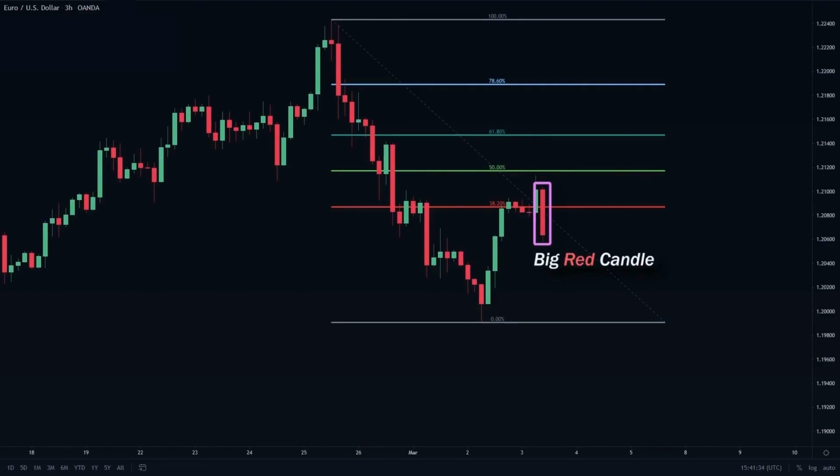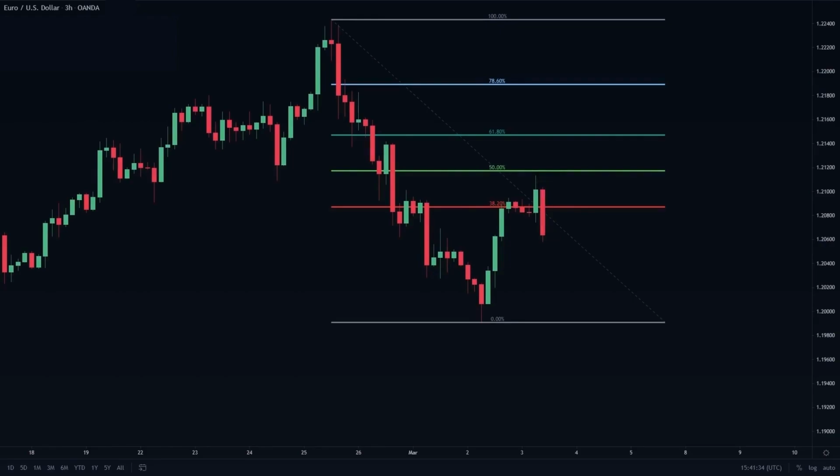So what this shows us is that at one point, buyers pushed the price upwards, as shown by this green candle breaking above the 38.2% level. But then sellers came in stronger and pushed the price back down, even as far as surpassing the previous candle's opening price, indicating that there's actual downward momentum at this area.